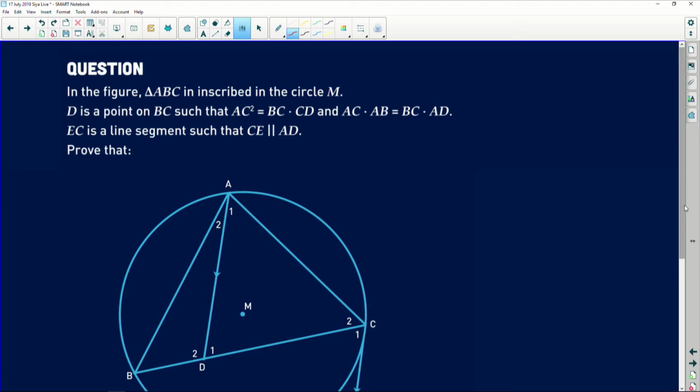Then the other statement says D is a point on BC such that, and this is important, AC squared is equal to BC multiplied by CD. Remember I said if there's a squared, it means there are two triangles sharing one common side that are similar to each other. And then also I have AC multiplied by AB is equal to BC multiplied by AD. Then EC is a line segment such that CE is parallel to AD. That's very important, by the way.